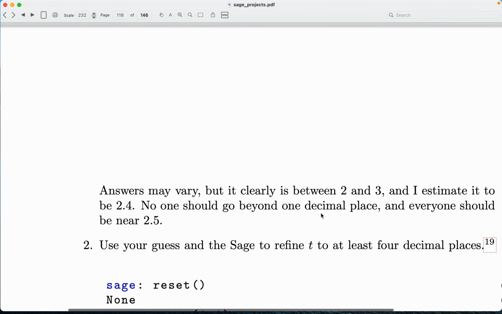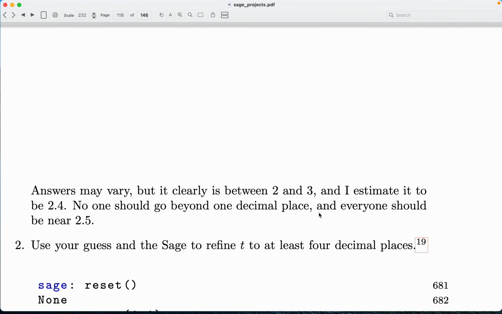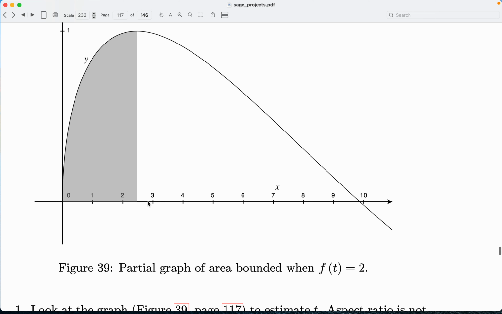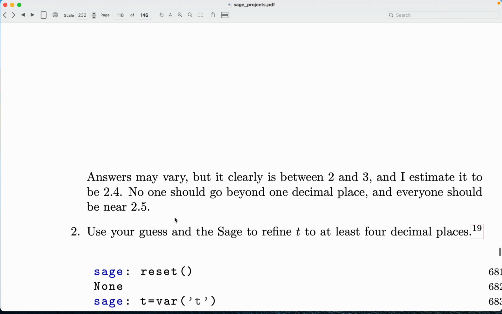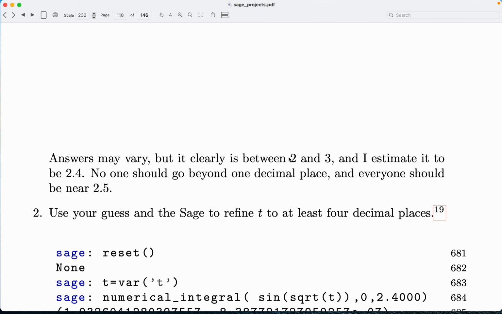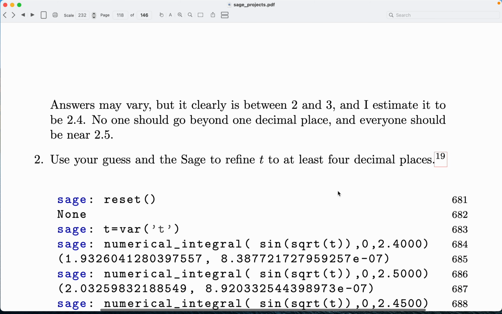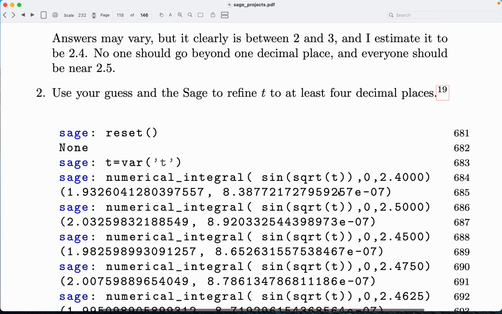Answers may vary, but it's clearly between 2 and 3. Let me go through this again. I'm seeing an answer between 2 and 3. If that shaded region is 2 square units, the answer for t would be somewhere between 2 and 3. I estimate it to be about 2.4, but somebody else looking at it might say, hey, I think it's 2.5. You can't say much more accurate than this, but I'm going to say roughly 2.4. So let me go to Sage now.